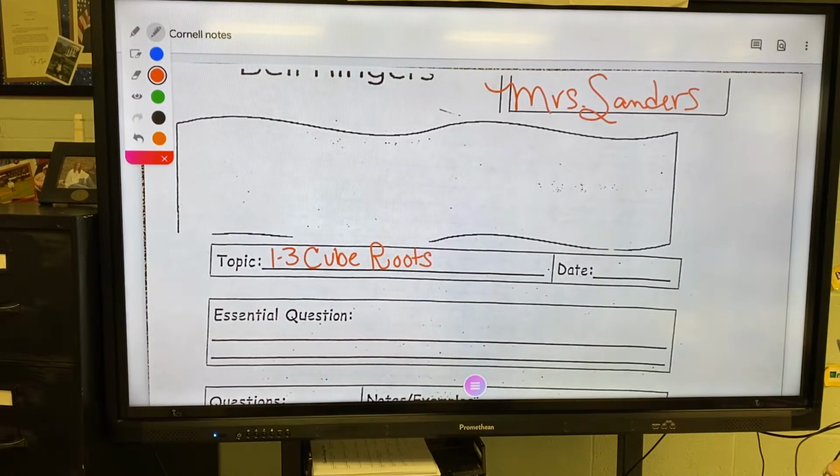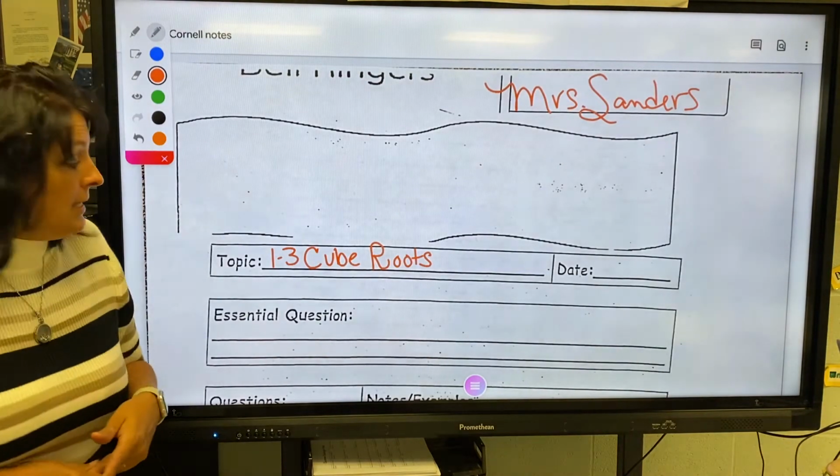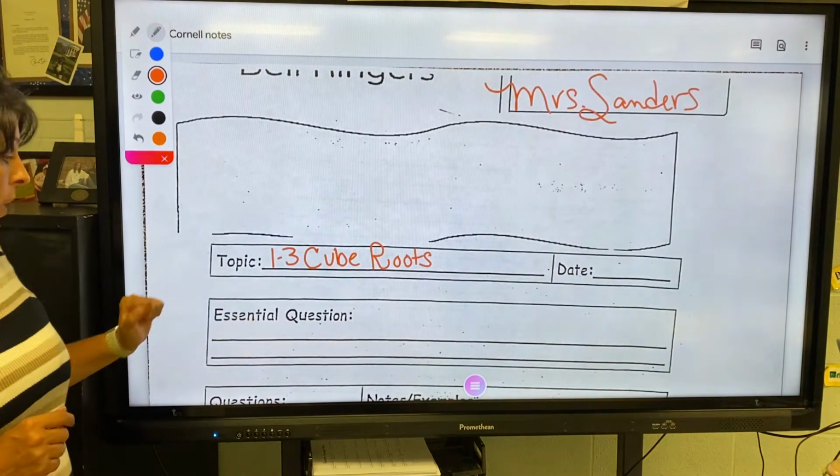Welcome back, everybody. This is lesson 1-3, cube roots. It's found on page 14 of your textbook. Hopefully you have your bell ringer done. You have filled out your date and your essential question.